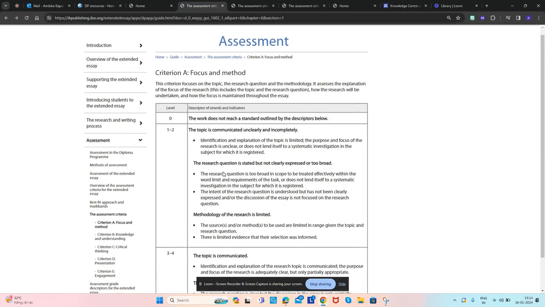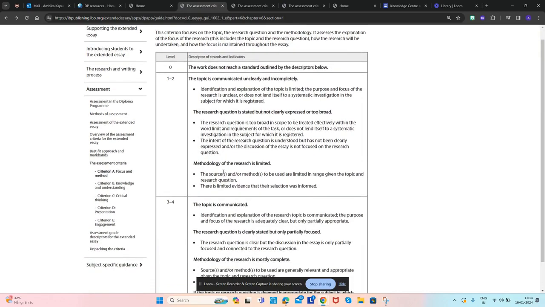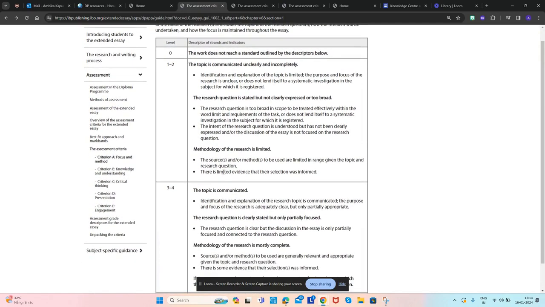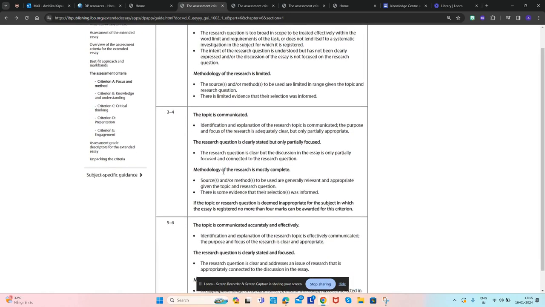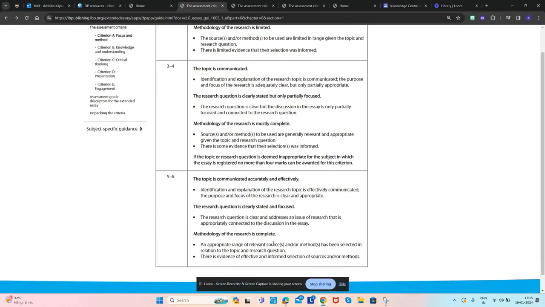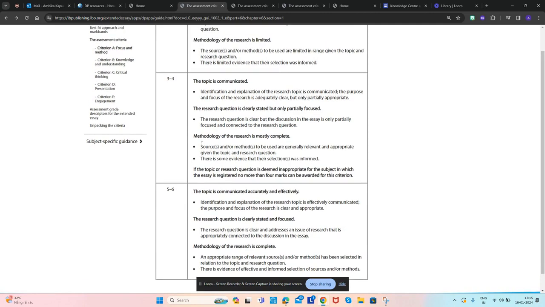In line with the IB approach of positive marking, an examiner will read the level descriptors from the highest mark band until they reach a descriptor that most appropriately describes the level of work being assessed.